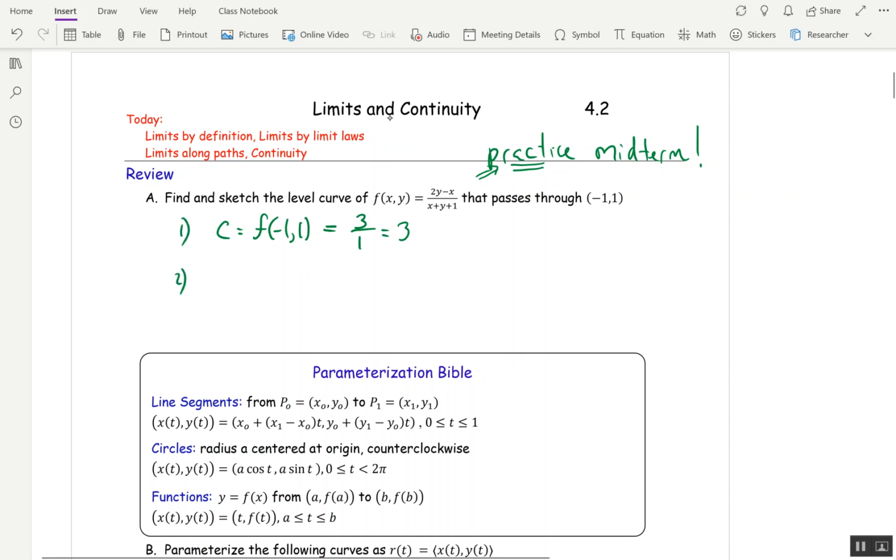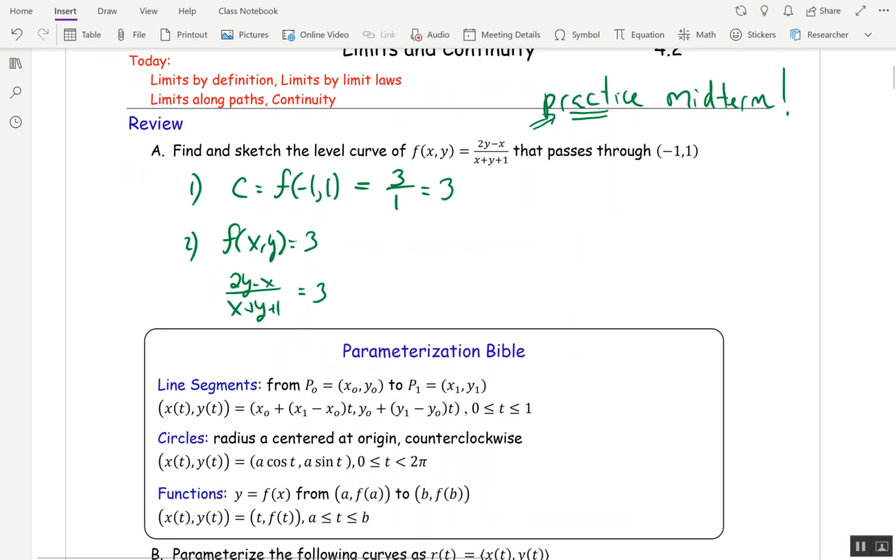Step 2 is to set f of x, y equal to C, and that's the level curve. f of x, y equal to 3 will give us the level curve. So f of x, y is (2y minus x) over (x plus y plus 1), and we set that equal to 3. I can't even recognize that at this point, right? If you were asked to graph that, you'd be like, well, not sure. So let's solve for y. Multiply both sides by this denominator. So 2y minus x is 3x plus 3y plus 3.